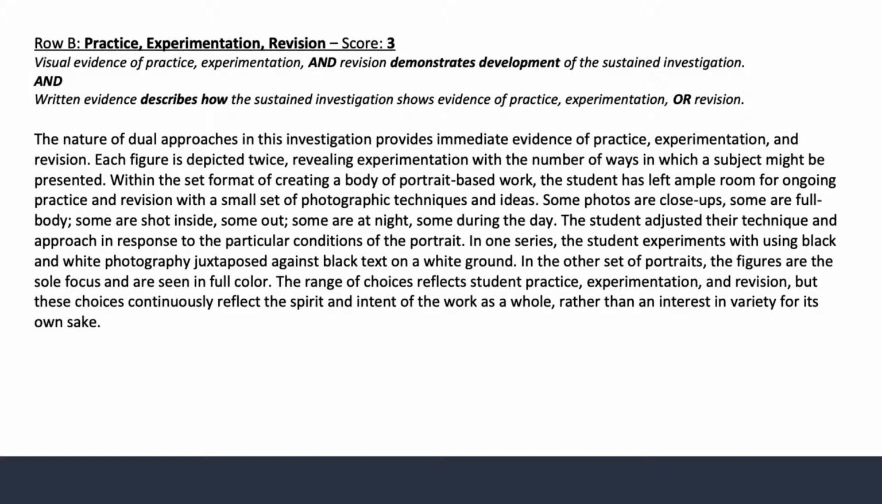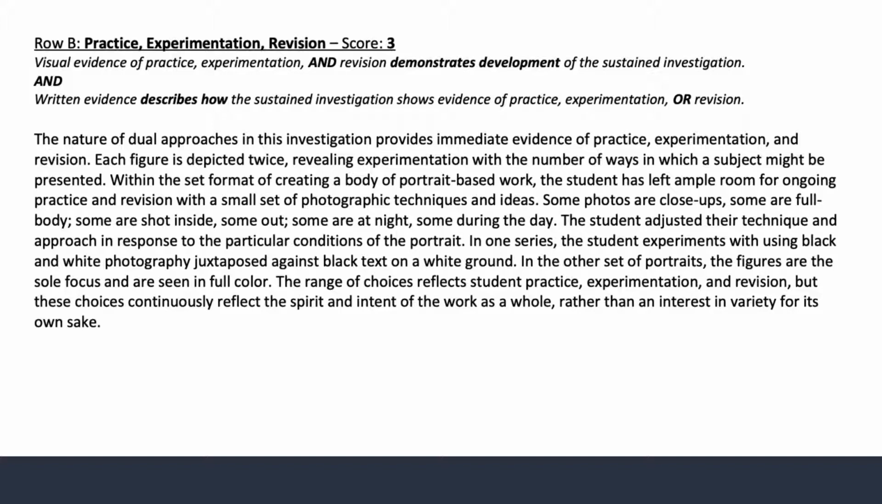Some photos are close-ups, some are full body, some are shot inside, some out, some are at night, some during the day. That again is showing experimentation because of different types of composition, different types of lighting situations to deal with. The student adjusted their technique and approach in response to the particular conditions of the portrait.